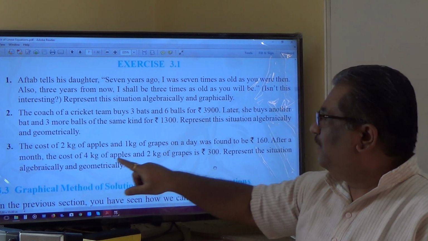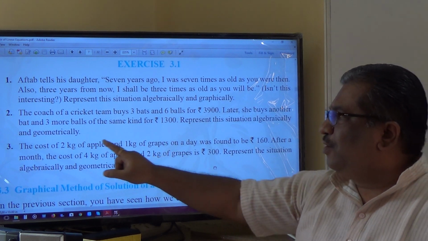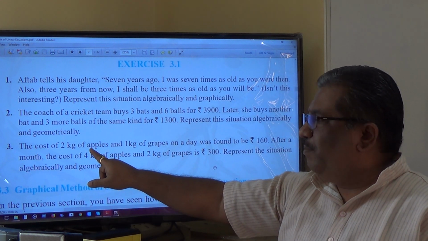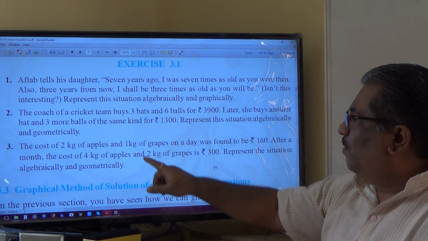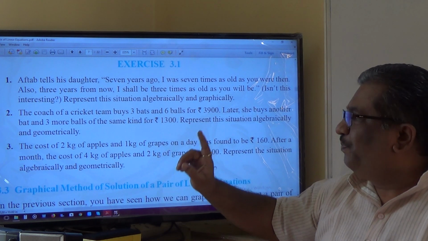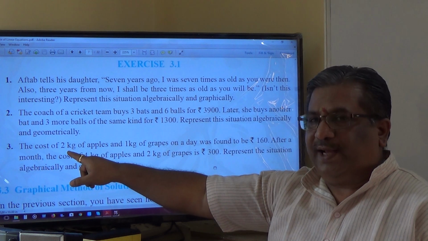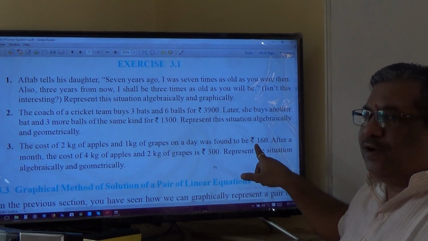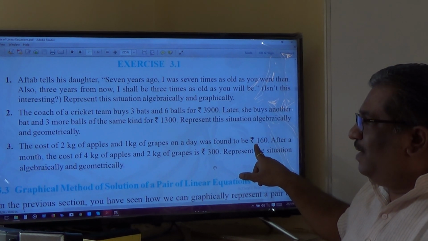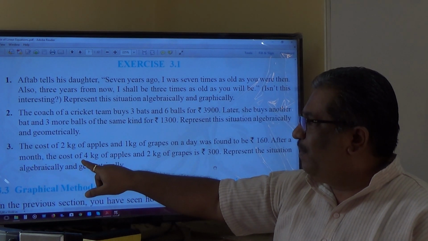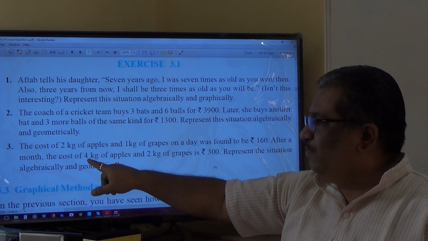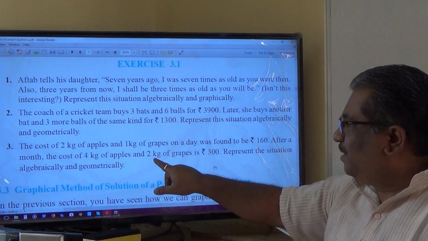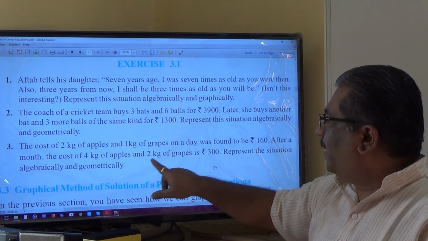Here, the quantity of apples and grapes is given. Cost is not given. Let the cost of 1 kg of apples be x. Let the cost of 1 kg of grapes be y. Therefore, 2 kg apples, 2x, plus 1 kg grapes, 1 times y, equals rupees 160. Similarly, the cost of 1 kg of apples is x, therefore 4 kg is 4x rupees. The cost of 1 kg of grapes is y, therefore 2 kg grapes is 2y. 4x plus 2y equals 300.